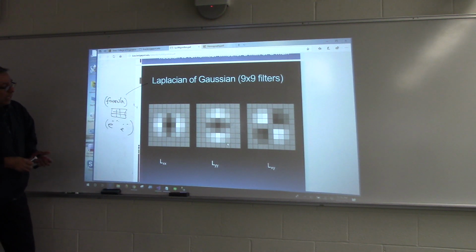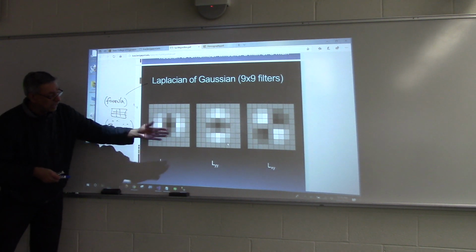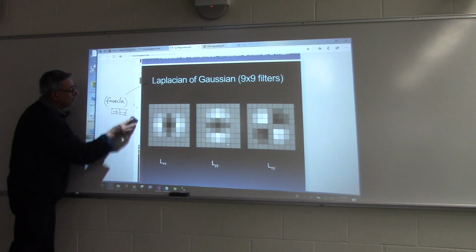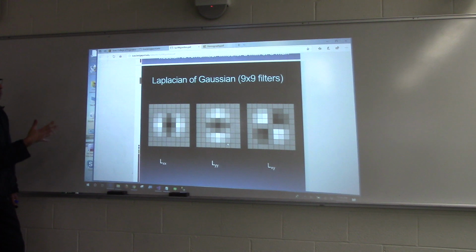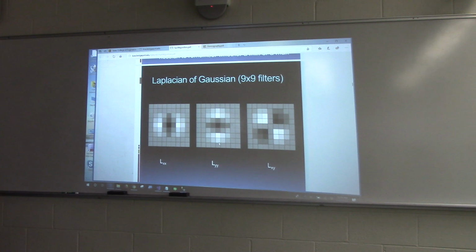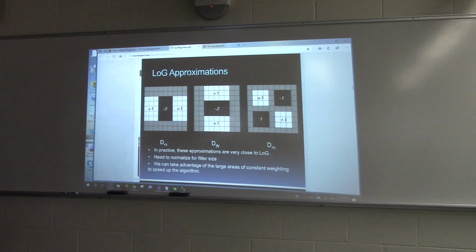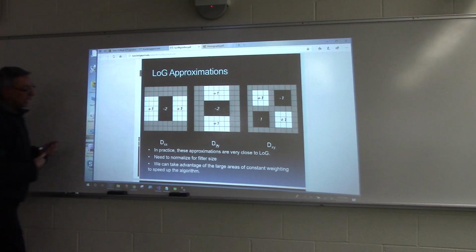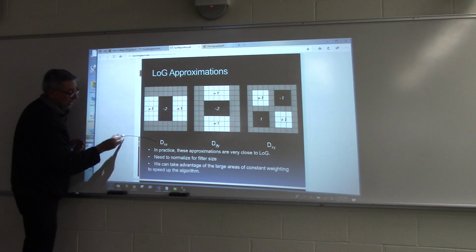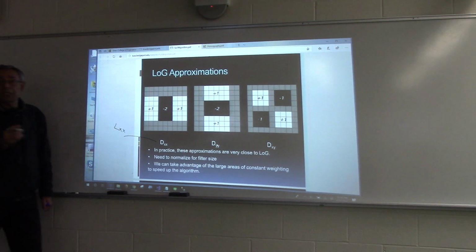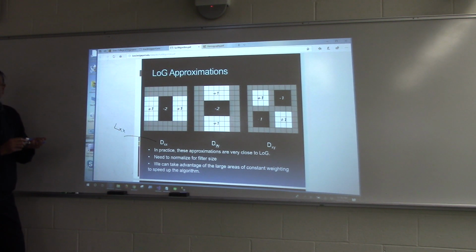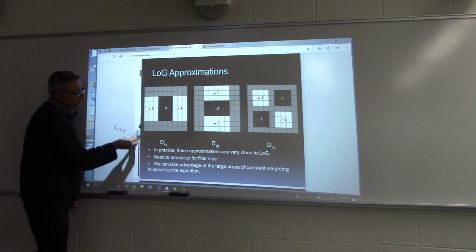So the actual kernel on the grayscale looks like this in the LXX, LYY, LXY. But like I said, rather than using this, we will not be using it. We'll be approximating the actual Laplacian through Haar features. So here's the approximation: Dxx is basically short for the second derivative in the x direction, an approximation to the Laplacian of Gaussian LXX filter.